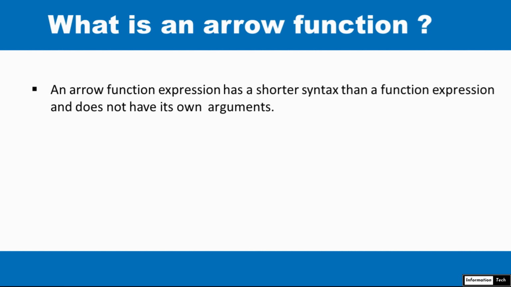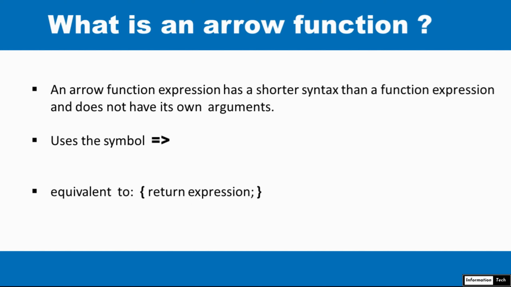You can usually identify an arrow function with this symbol, and this symbol is basically used to substitute the return expression in a normal function. So if you're writing a normal function, after the parentheses you will have these curly braces, and in between the curly braces you will have a return expression. With an arrow function, you just use this symbol, and that will be equivalent to this return expression.